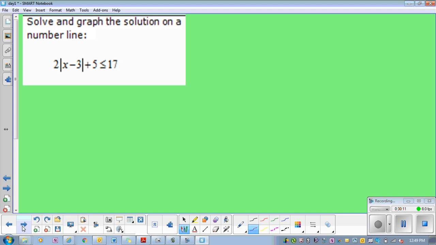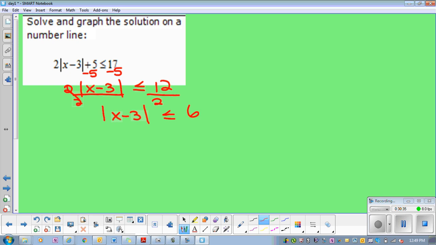All right, let's try this one. All right, hold on. Let me go through this first. So it seems like a lot of you guys are ahead. Tell me what I should do first here. Good. Divide by 2. Now, the absolute value of x minus 3 is less than or equal to 6.